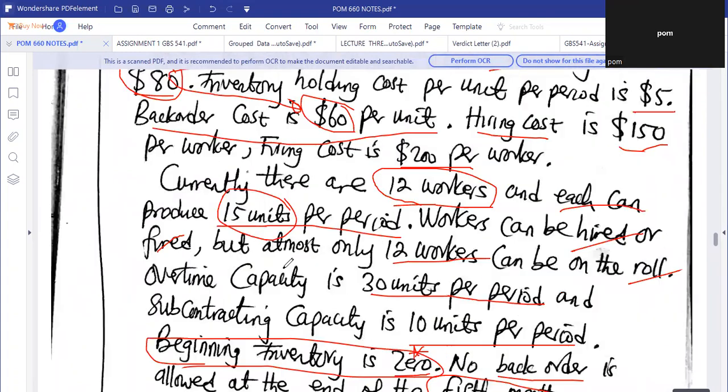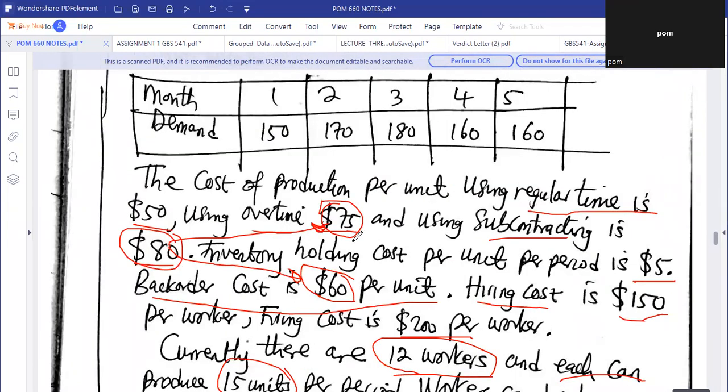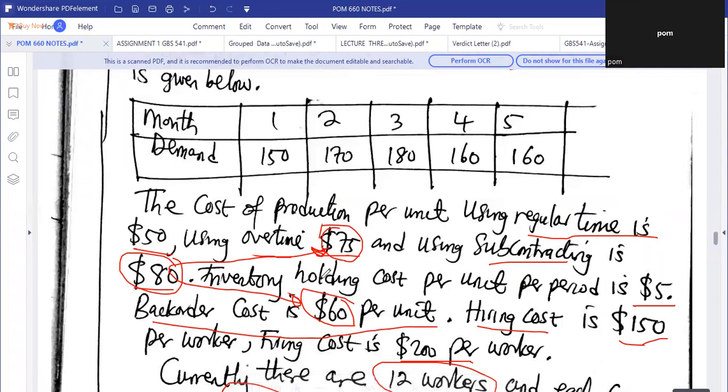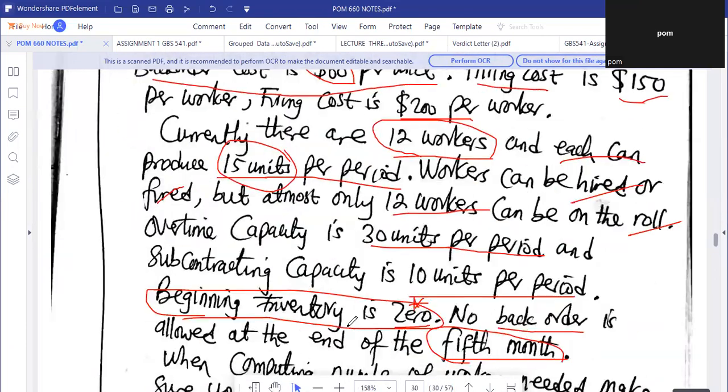So if we are to go for overtime, it costs $75 per unit. Subcontracting is $80 per unit. And then back order is $60. So back order is cheaper among the 3, the cheapest structure. So we are getting 60.